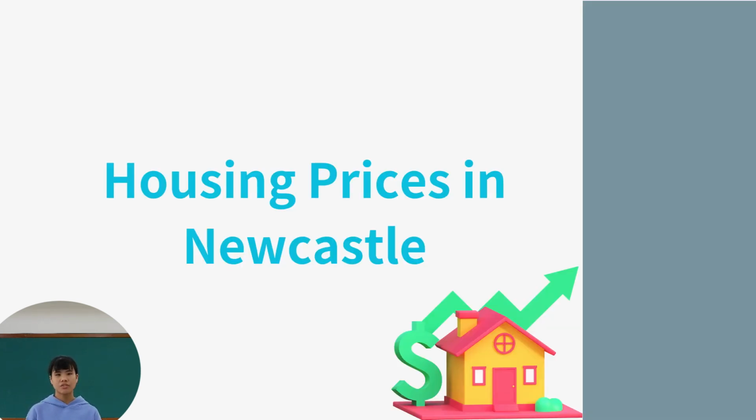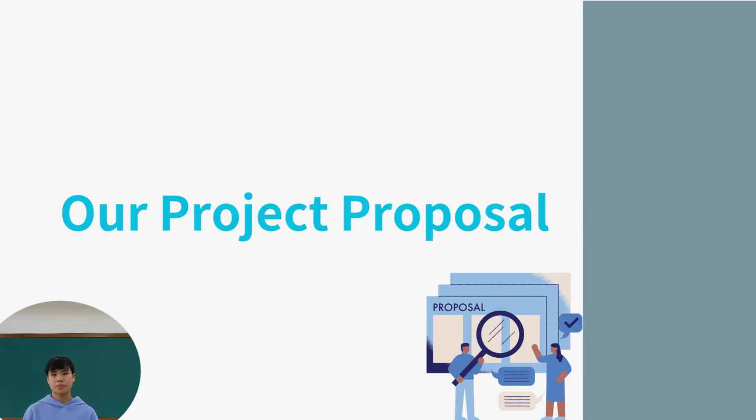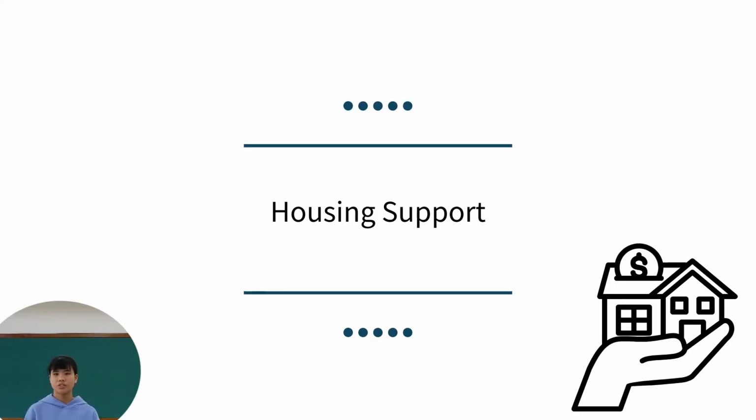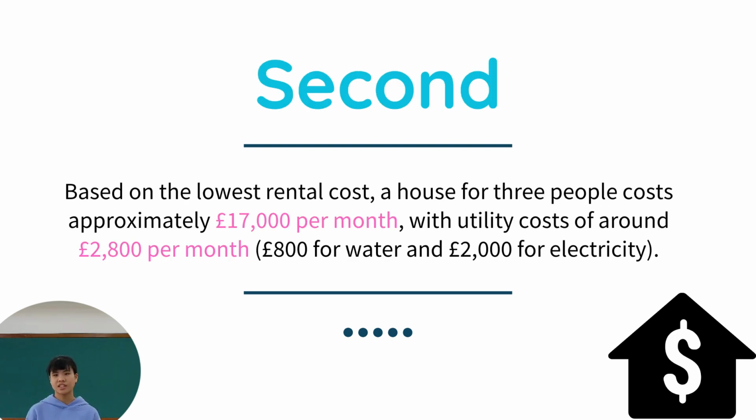Next, we will talk about housing price in Newcastle. The cheapest monthly rent is $425 per month for a place that can accommodate 3 people. Regarding the minimum wage, the latest update for 2025 is as follows. For people aged 23 and over, it's £11 per hour. For those aged 21 to 22, it's £10.18 per hour. For 18 to 20, it's £7.49 per hour, and for 16 to 17, it's £5.28 per hour.